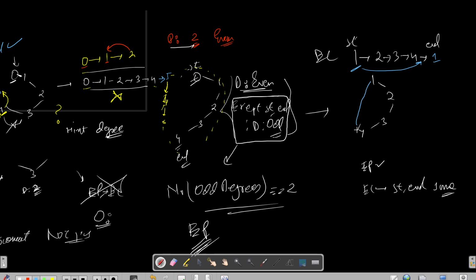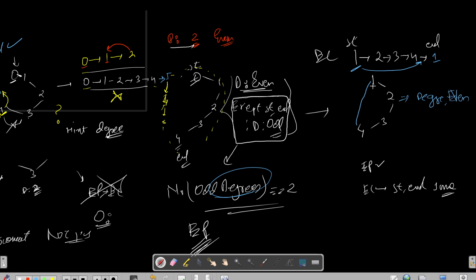Pointing to my 1, correct? Now, what do you need to write in the code to handle this particular case? Again, think in terms of degrees. Here I can say that all the degrees here are even.